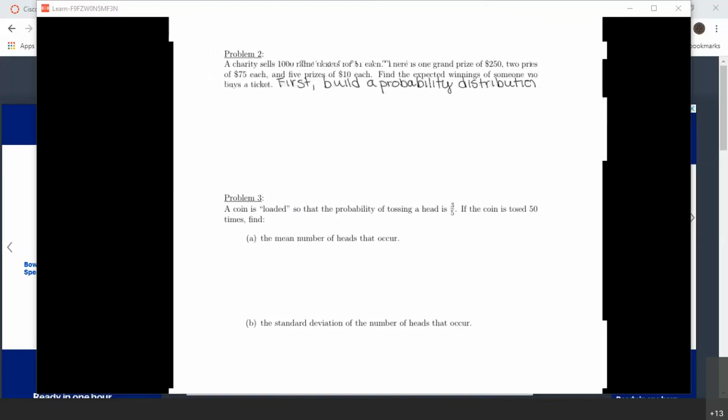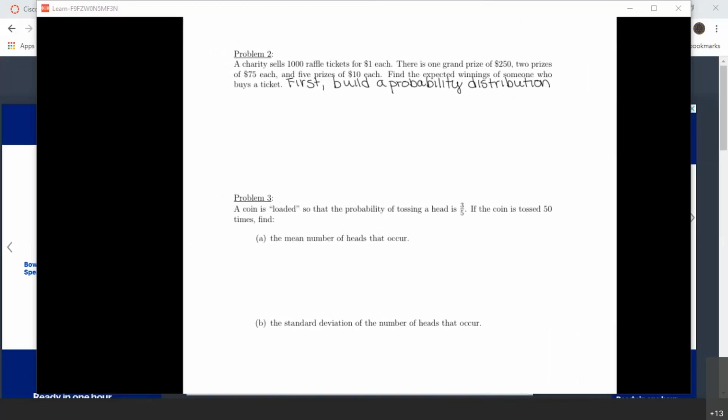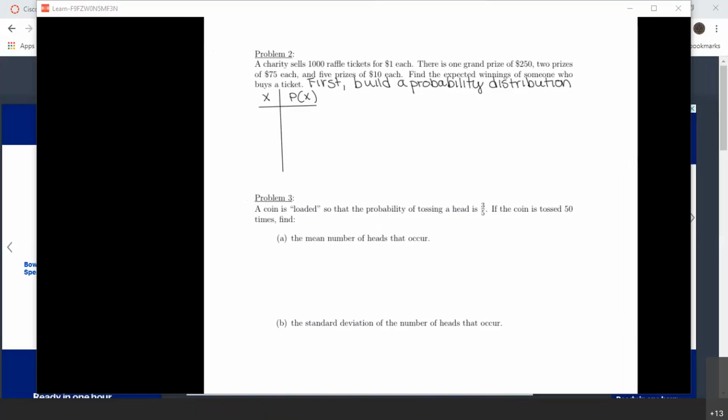Okay, so a probability distribution is going to have an outcome and its probability. Well, I could wind up being a grand prize winner, which is $250, but it cost me $1 to play. So the value of the grand prize winning outcome is $249. Everybody remember, I have to net out these because it costs me to play the game. The probability of that is 1 out of 1,000 because there's only one grand prize.